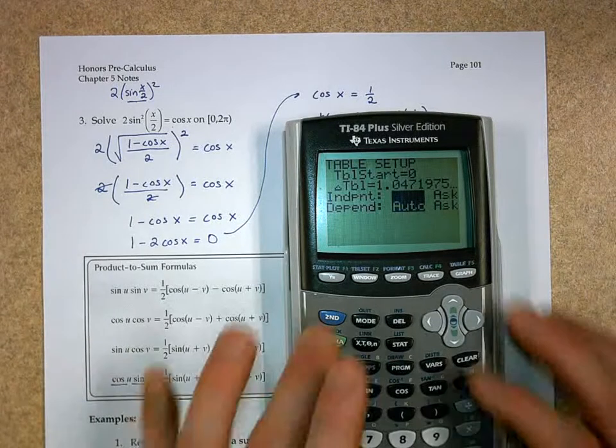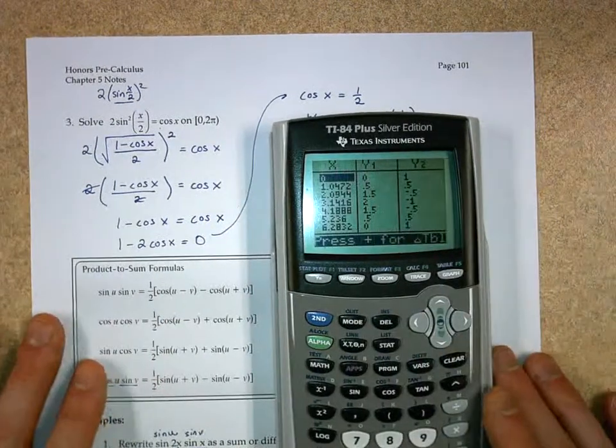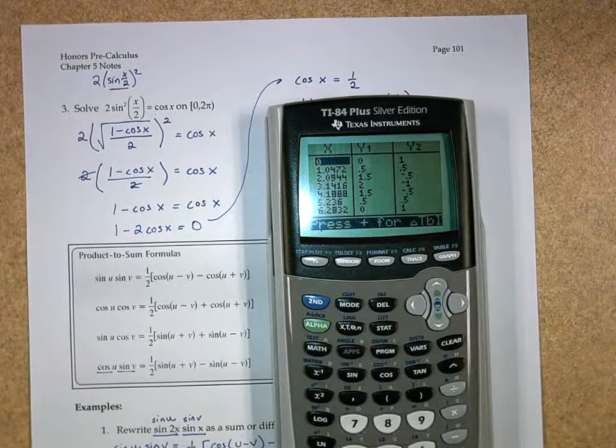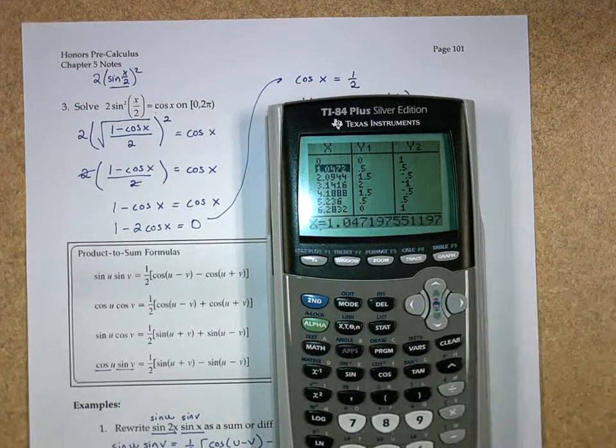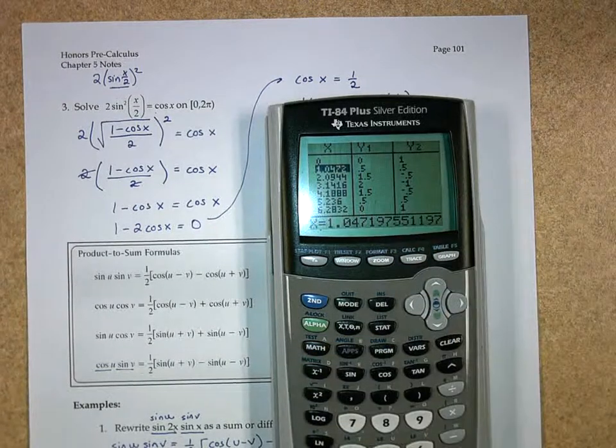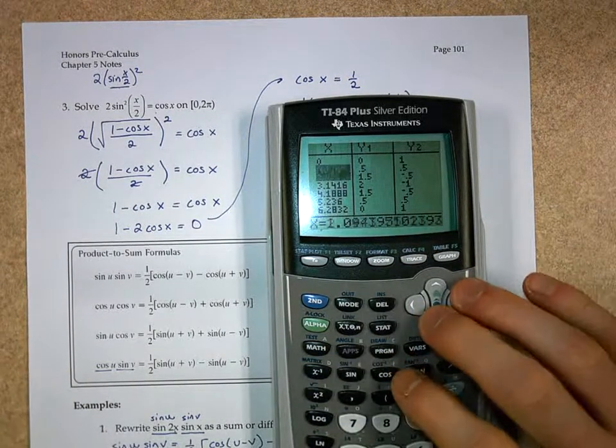We'll start at 0, and we'll look at our table. And once again, I'm looking where y1 and y2 are equal. They don't have to be zeros for both of them. I just want to find equal values. So right here at 1.047, I see I've got a 0.5 for both of them. So 1.0472 is one of my solutions.